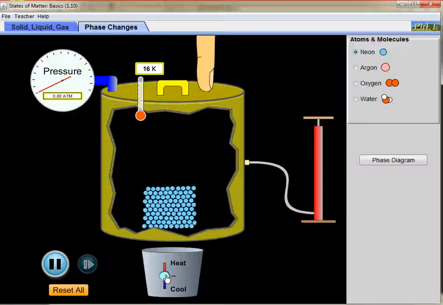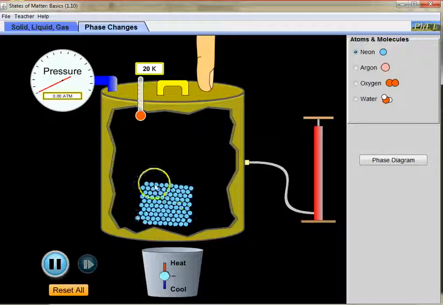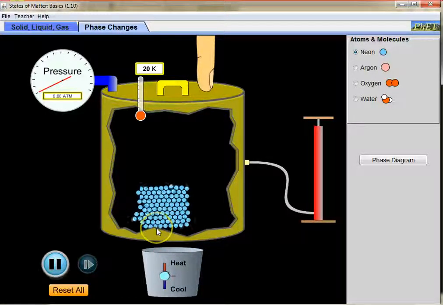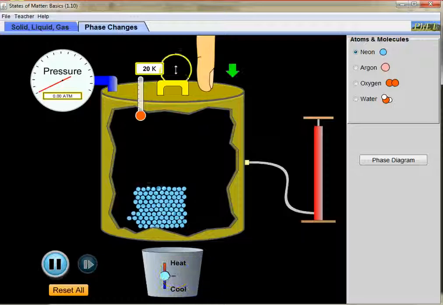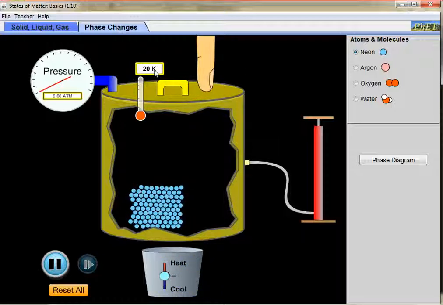What is the thing that you observe in terms of these particles? What is the most prominent observation as the temperature is increasing? Are the particles moving faster or slower?